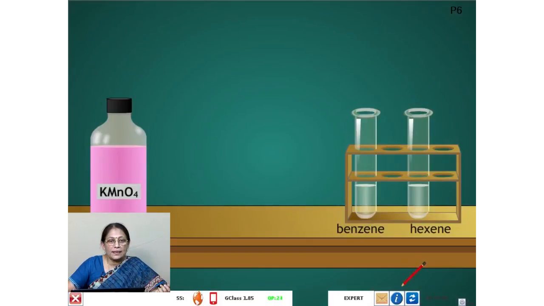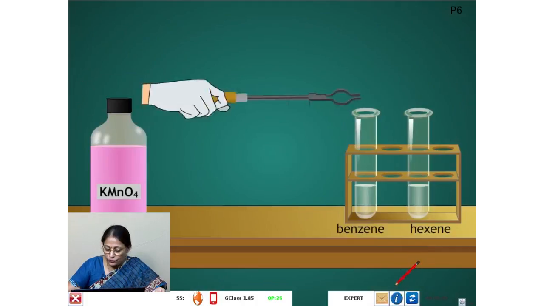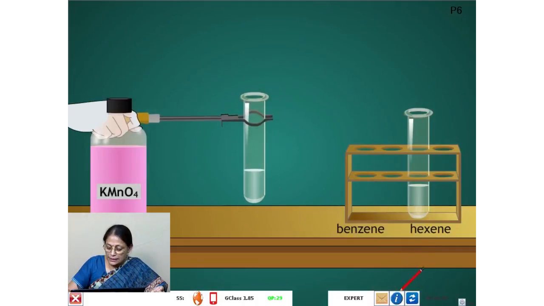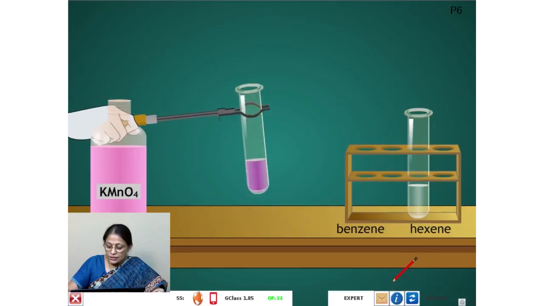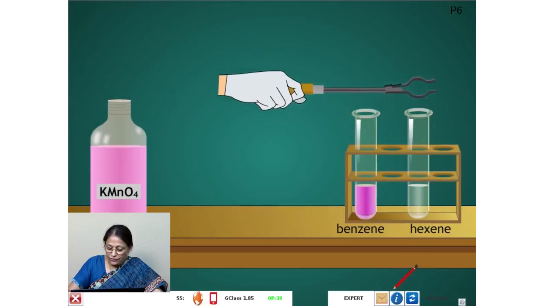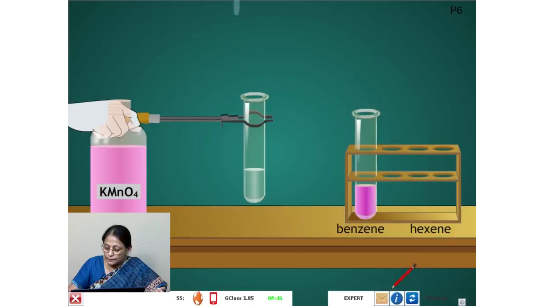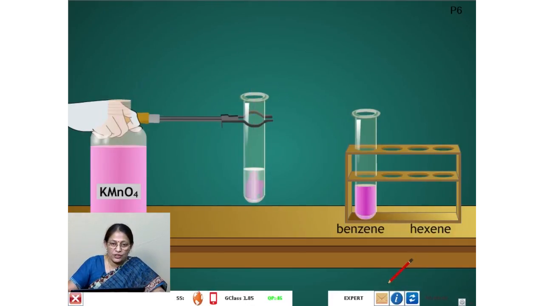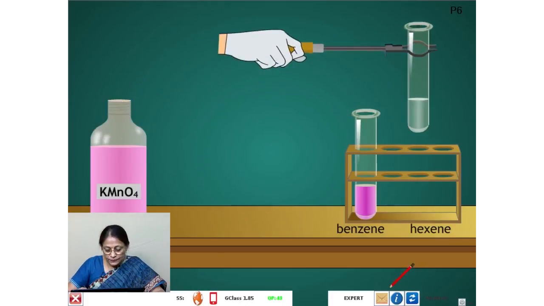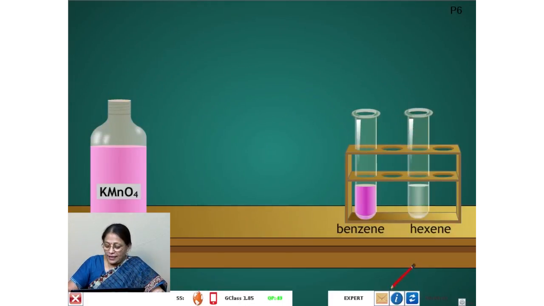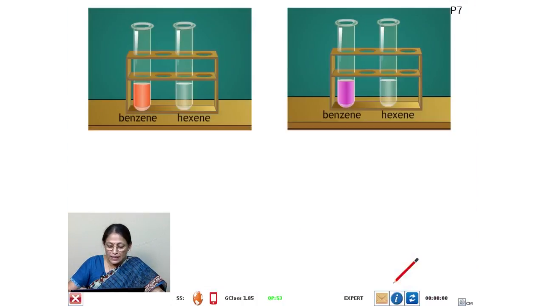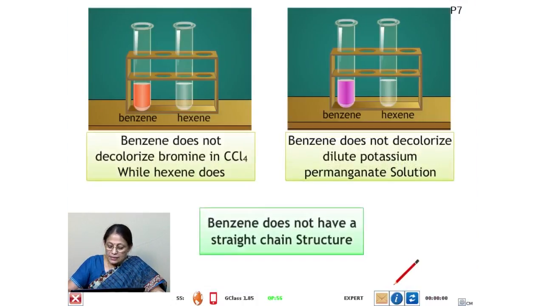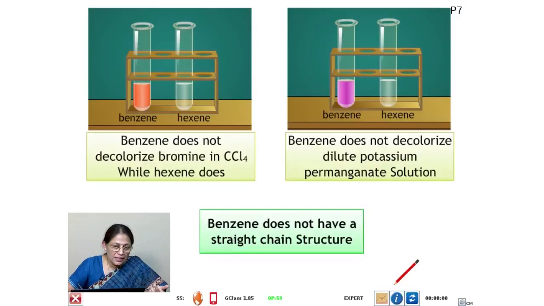We can take one more example, a dilute solution of KMnO4. Add 1 or 2 drops of it to benzene, and then shake it. The color remains, the purple color of KMnO4. Whereas in the case of hexene, which is an unsaturated straight chain compound, the color of KMnO4 is discharged. So, that means benzene does not have a straight chain structure.